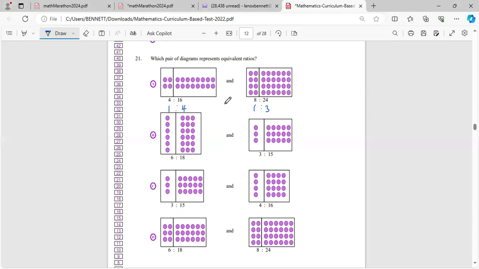And we can see that they are not equal. So it could not be A. B says 6 to 18 and 3 to 15. 6 into 6 goes 1 time. 6 into 18 goes 3 times. 3 into 3 goes 1 time. 3 into 15 goes 5 times. That is also not equal.